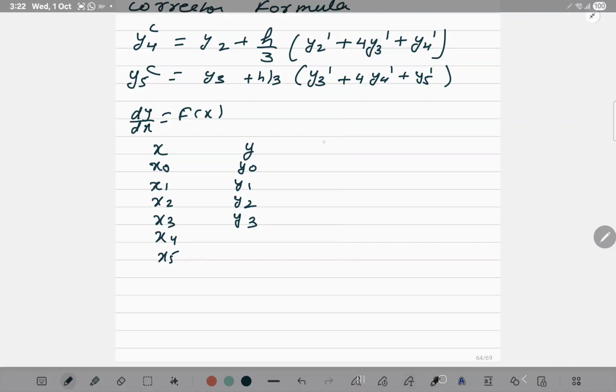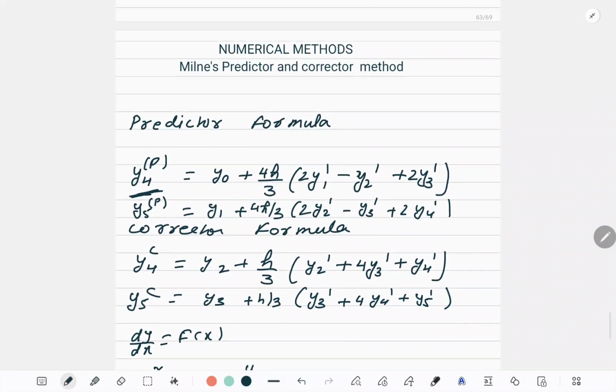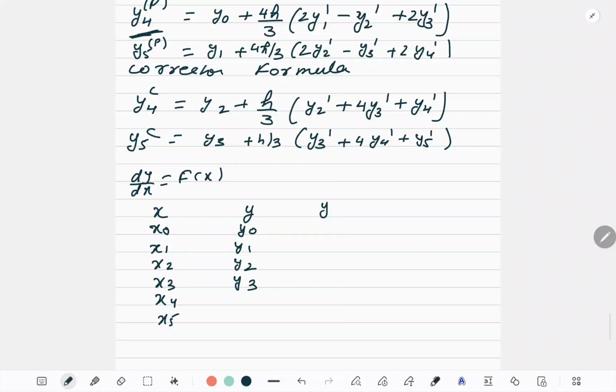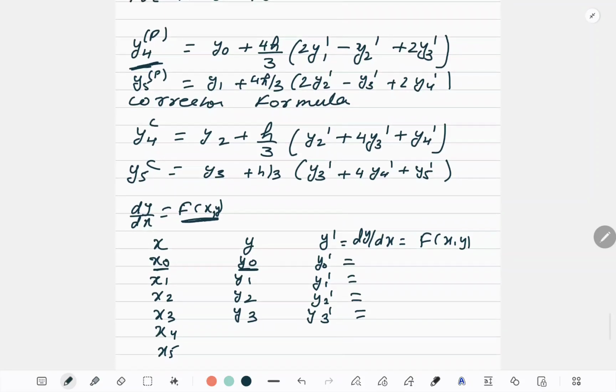What you have to do is make one more column, which is y dash. Y dash means dy by dx, which means the function they have given. Right? Now when I am doing y0 dash, whatever function is given, in that I put x equal to x0, y equal to y0 and get the value. In the same way I will do y1 dash, y2 dash, y3 dash. Once I am done with this, I will use the predictor formula.